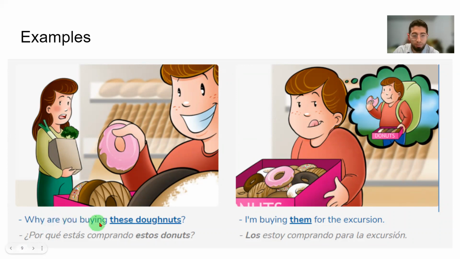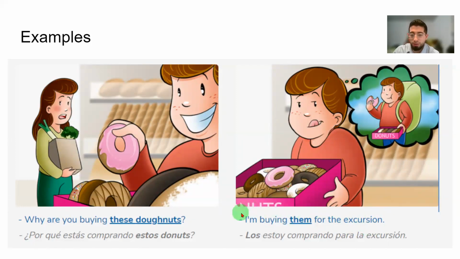Look, why are you buying these donuts, right? Say, ¿por qué estás comprando estos donuts? ¿Cierto? Esa es la pregunta that the mom asks, que la mamá hace. And the boy answers. Y el chico responde, I am buying them for the excursion. Yo las estoy comprando a ellas, right? ¿A qué? ¿Qué son ellas? Pues las donas a la excursión, right?